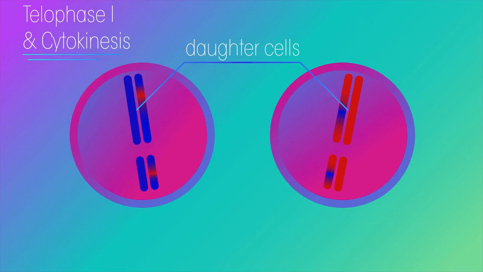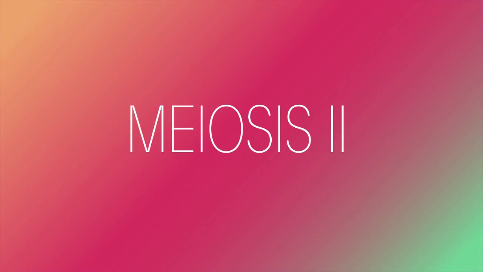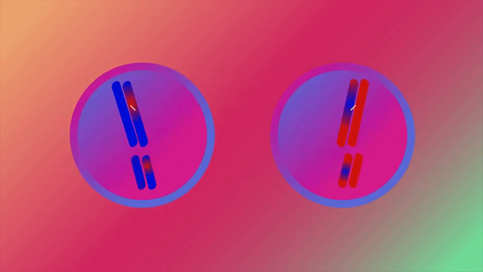Now for part 2. We start with our recombined daughter cells, each still with 46 chromosomes, but sperm and egg cells only have 23 chromosomes, so we need to cut these cells in half. Here goes a second round of division. The process is exactly the same as before, except that there is no DNA replication.